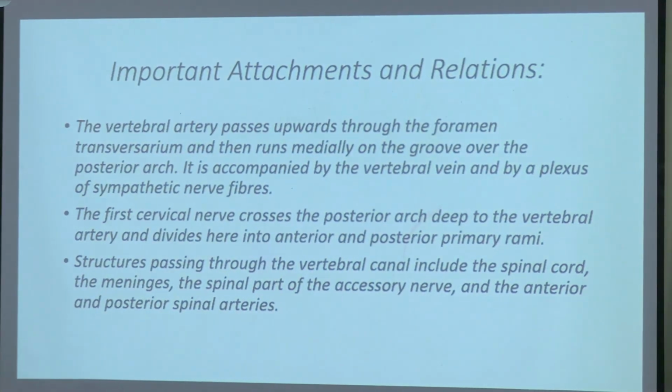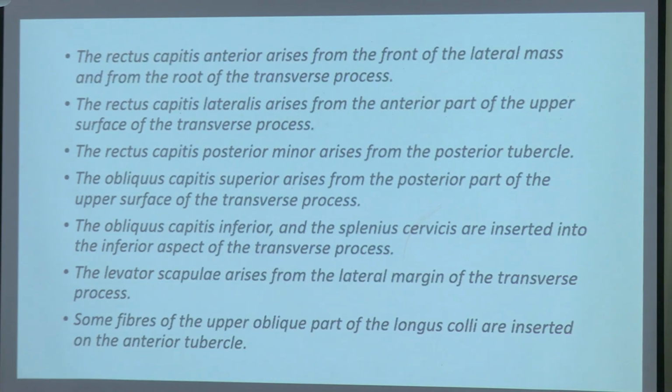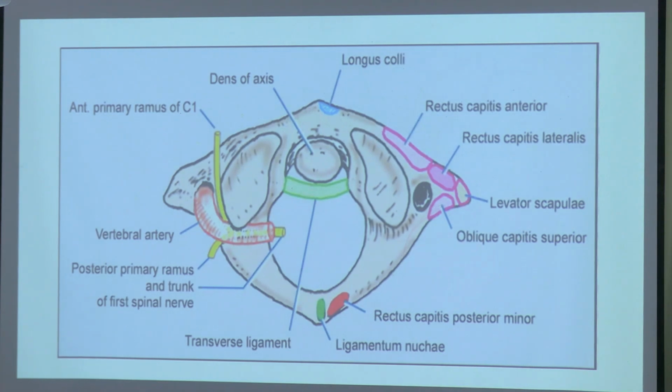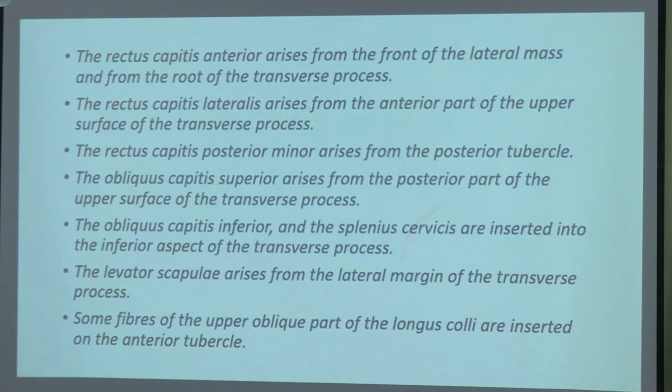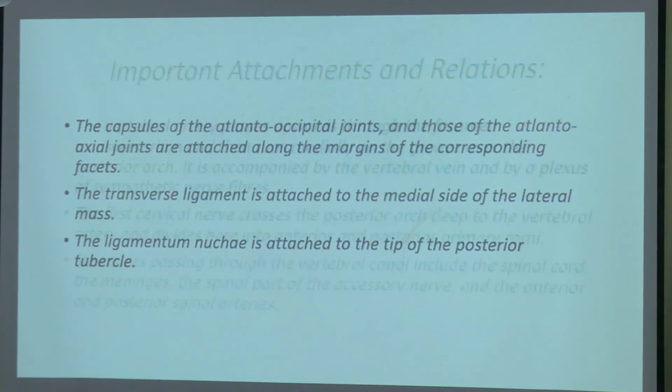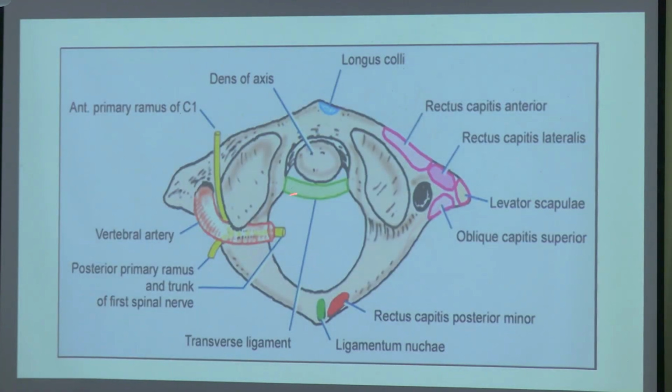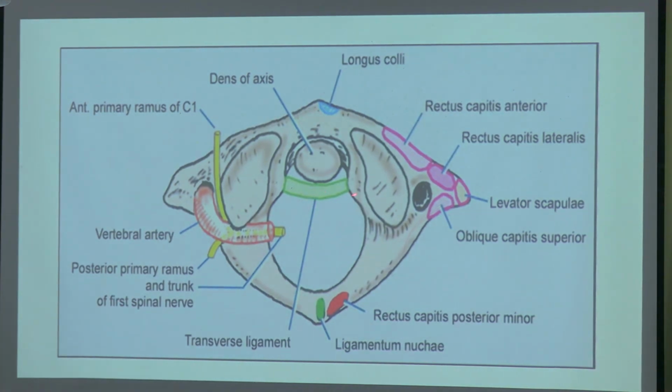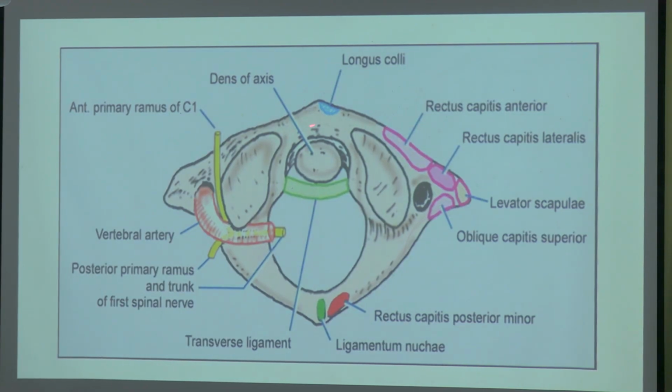Now, a few important attachments and relations. Everything has been written here. No need to write it down, just look at the picture. Whatever I describe in this picture is exactly what is written here. See, which ligament is this? This is the transverse ligament, right? What was this part? Which tubercle? Anterior tubercle. This was the posterior tubercle.